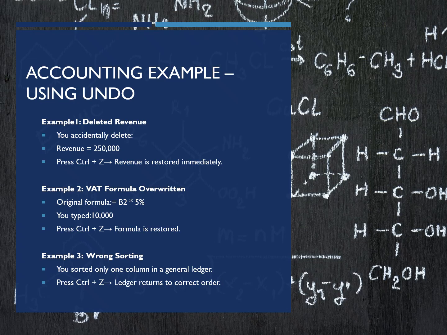Let's look at real accounting examples. Example 1. Deleted revenue. You accidentally delete the revenue of 250,000. You panic. But instead of retyping or searching backup files, just press Ctrl+Z. Immediately the revenue is restored. Example number 2. VAT formula overwritten. Original formula, instead of editing something else, you type 10,000. Now the formula is gone. Press Ctrl+Z, the formula comes back. Example number 3. Wrong sorting. You sorted only one column in the general ledger. Everything mismatched. Instead of manually fixing it, press Ctrl+Z. The ledger returns to correct order. This saves minutes, sometimes hours of correction work.